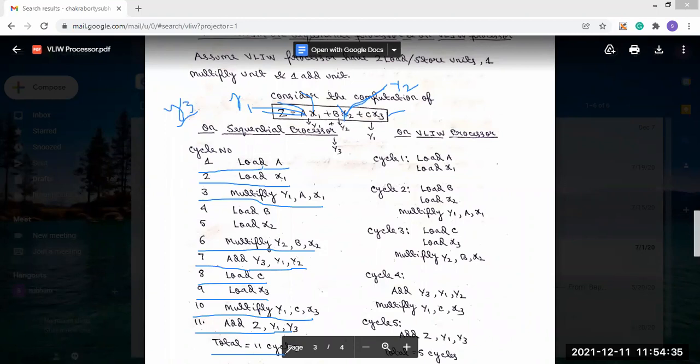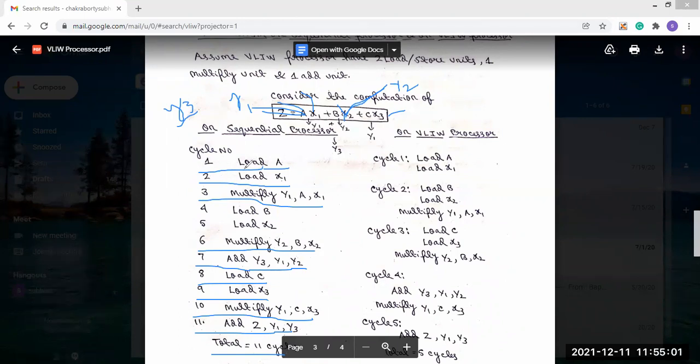But in the VLIW processor, we will require fewer clock cycles. Why? Because in the VLIW processor, as we have seen, the independent operations are grouped together and there are multiple functional units present. So in a single clock cycle, the instruction can be executed.